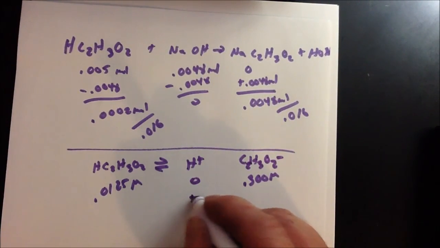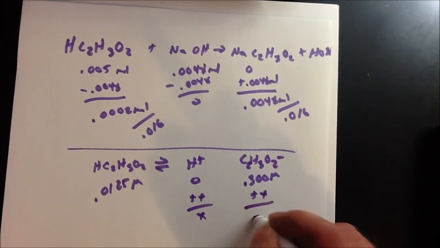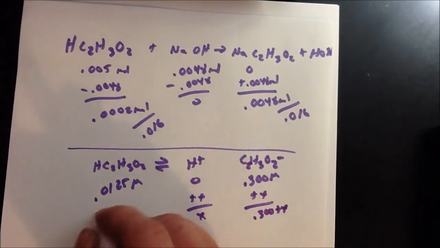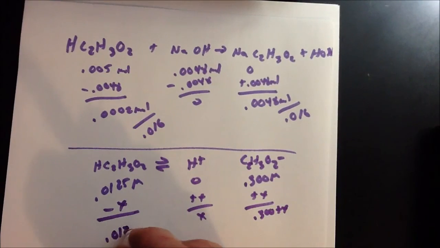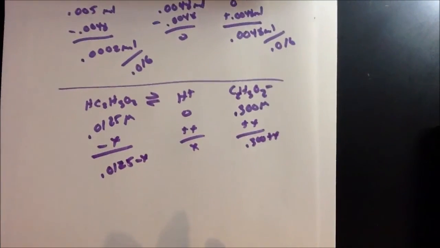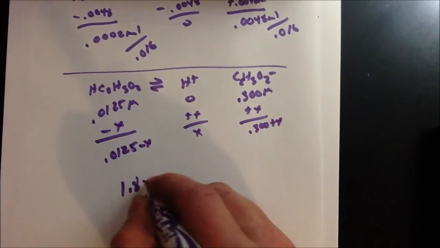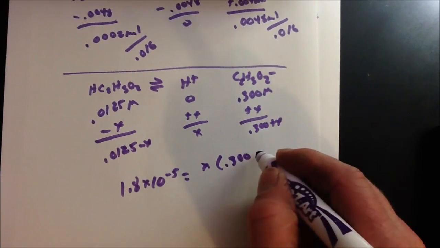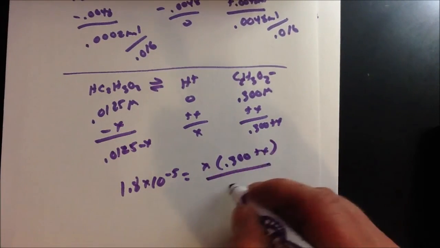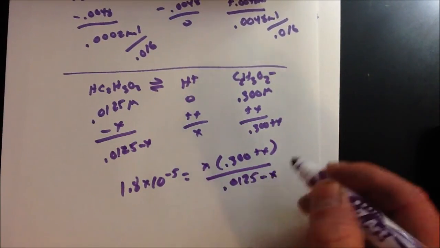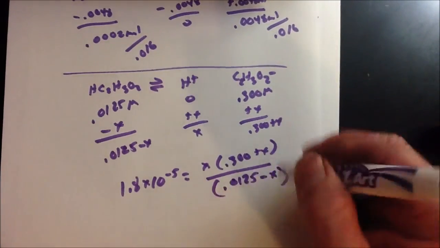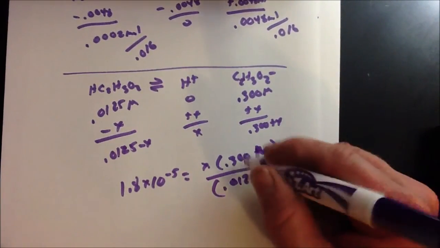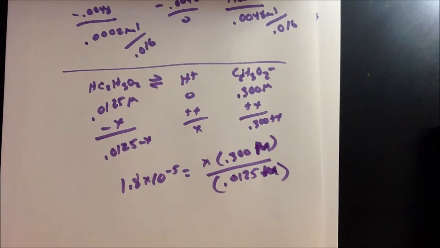And this will go up by X, down by X, and mathematically 1.8 times 10 to the negative fifth equals X times 0.300 plus X over 0.0125 minus X. And again, because we're in this point of buffering, we can ignore the X. Now we can't ignore the values there, but we can definitely ignore the X.